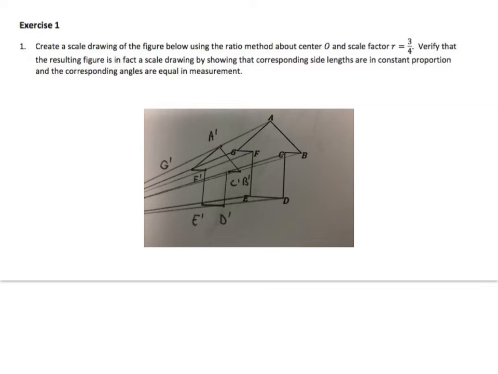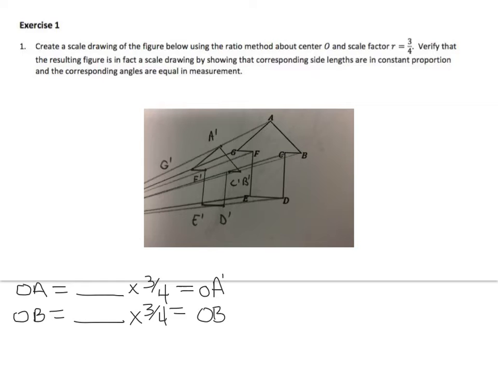Now to verify, for each one of these, I measured from O to A. I got the length of that segment, and then I multiplied that length by 3/4. And I did that for each of them. That gave me the length of OA prime. Did that for OB, got the measurement, multiplied it by 3/4, and that gave me OB prime, etc. So I know my proportions are correct because I calculated them that way.